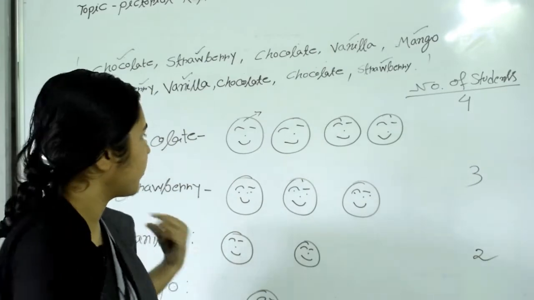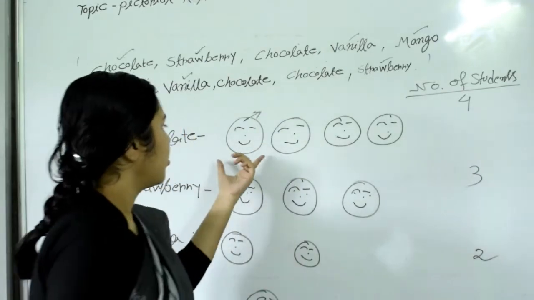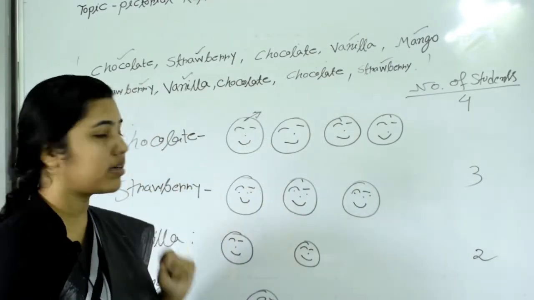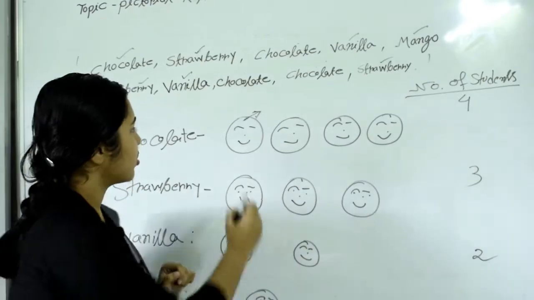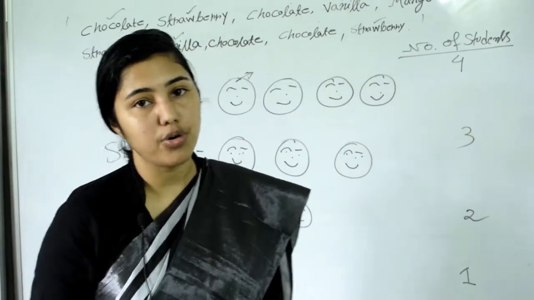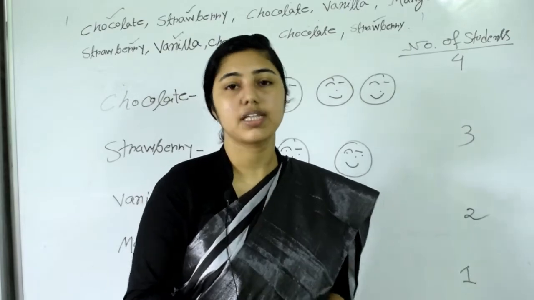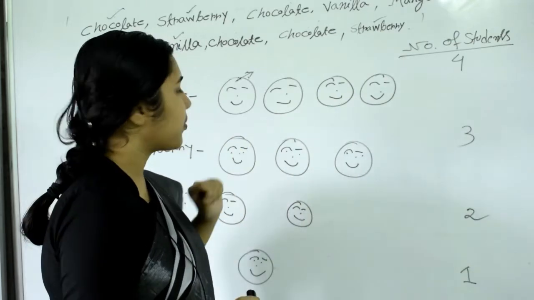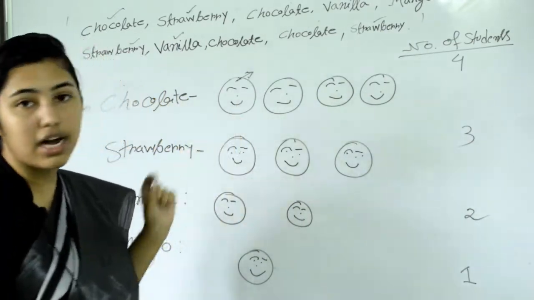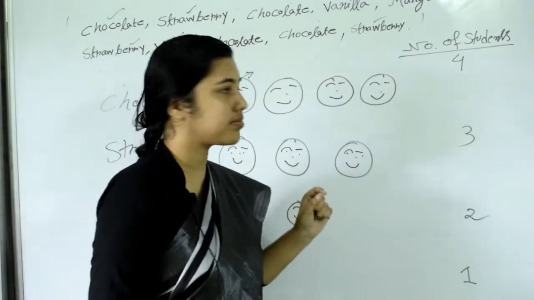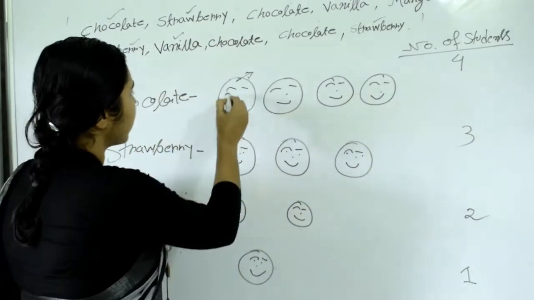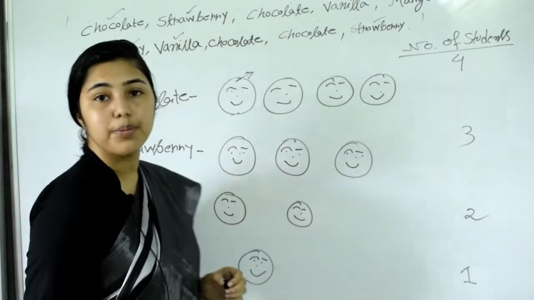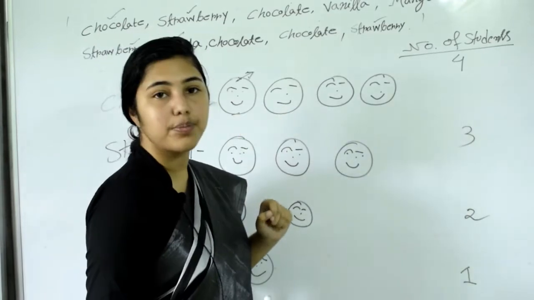So here we are representing one student by one smiley face, right? So this type of representation is known as pictograph. The definition of pictograph is a representation where certain information or data can be represented by drawing pictures. So this is called pictograph.